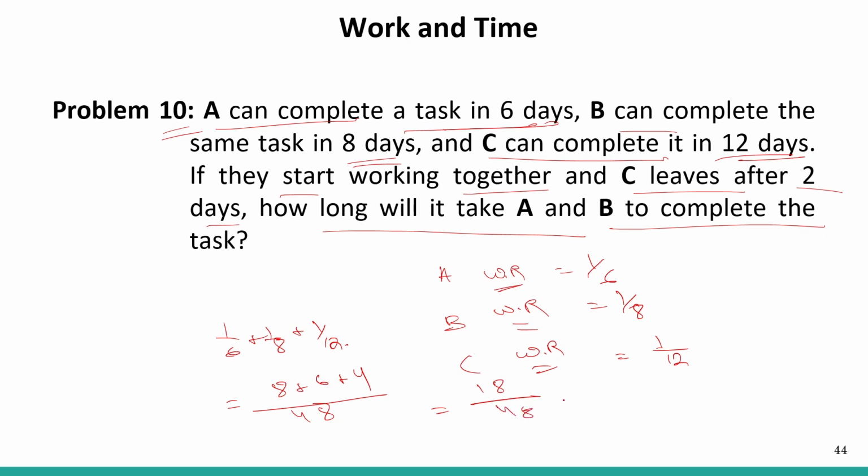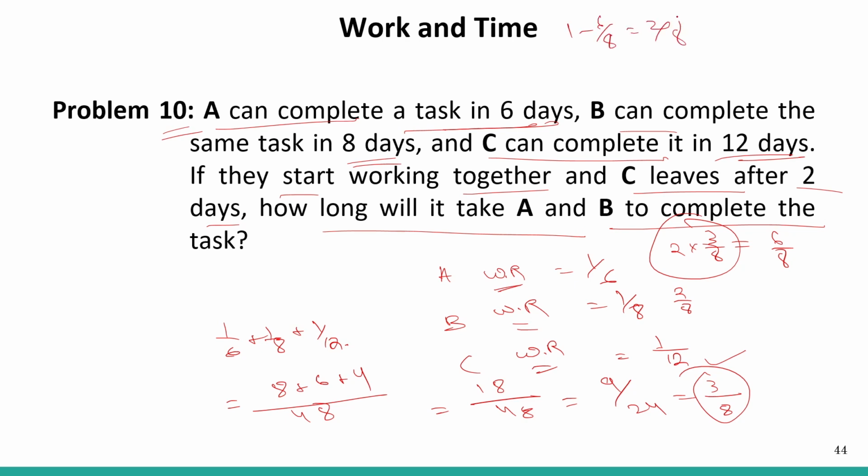18 by 48 is equal to 9 by 24, which is equal to 3 by 8. So 3 by 8 is their combined work rate. If they work at this rate for 2 days, that is 2 into 3 by 8, which becomes 6 by 8. So the remaining work is 2 by 8, since 1 minus 6 by 8 is equal to 2 by 8.